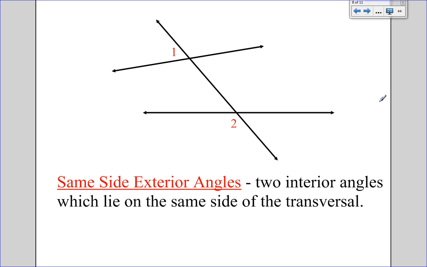Our fifth type is same side exterior angles, which is also similar to what we just looked at, except they're on the exterior instead of the interior. 1 and 2 are same side and on the exterior. So this definition should actually read two exterior angles, which lie on the same side of the transversal. And 3 and 4 would be right here. So once again, if you're copying notes down, two exterior angles, which lie on the same side of the transversal.